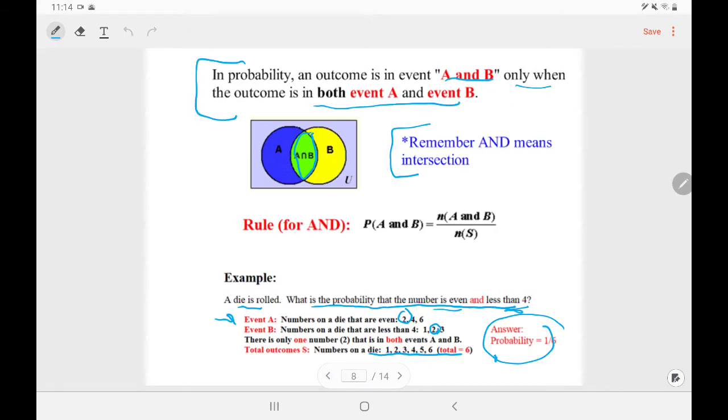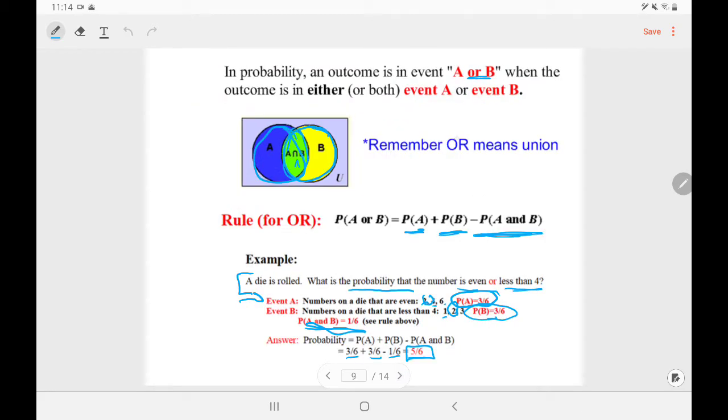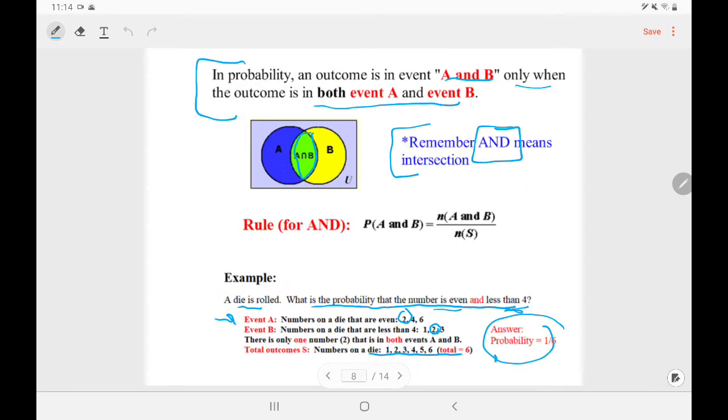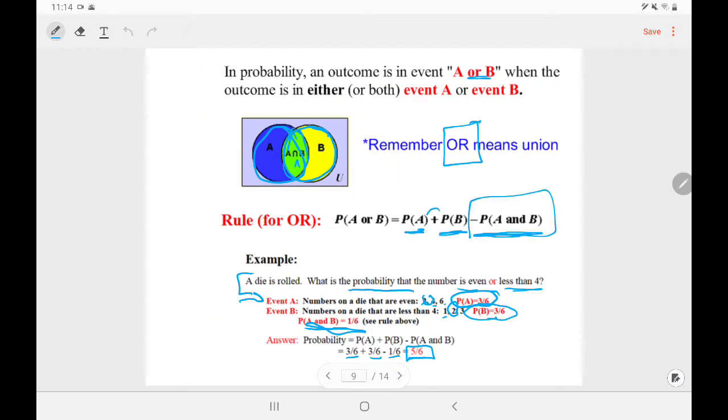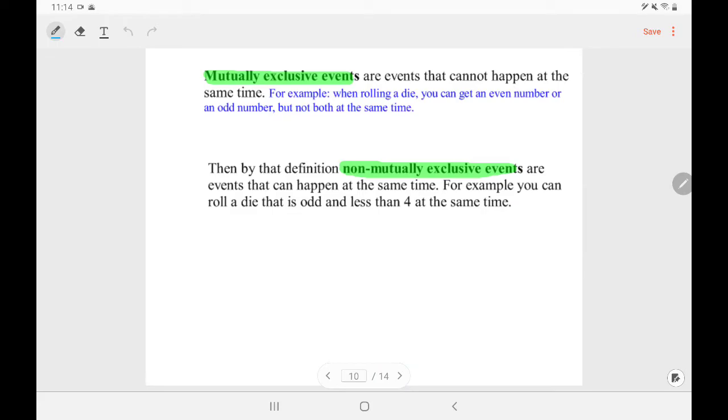Please, please, please remember these 2 words. Whenever you see and, it has to be both, and whenever you see or, it can be one or the other, and you do have to subtract that middle number. Remember, and we can multiply, or has this subtraction.